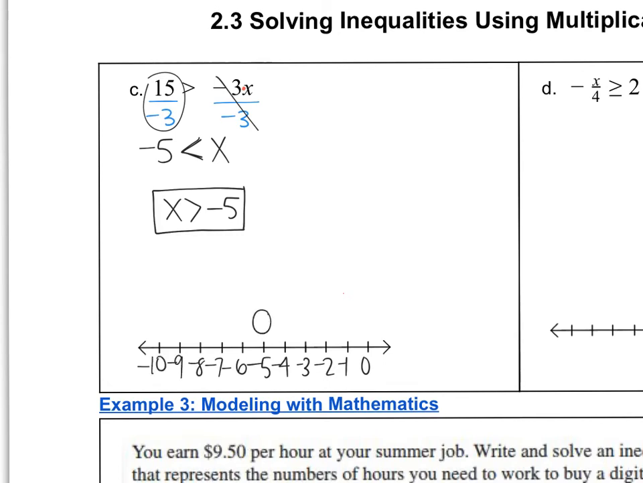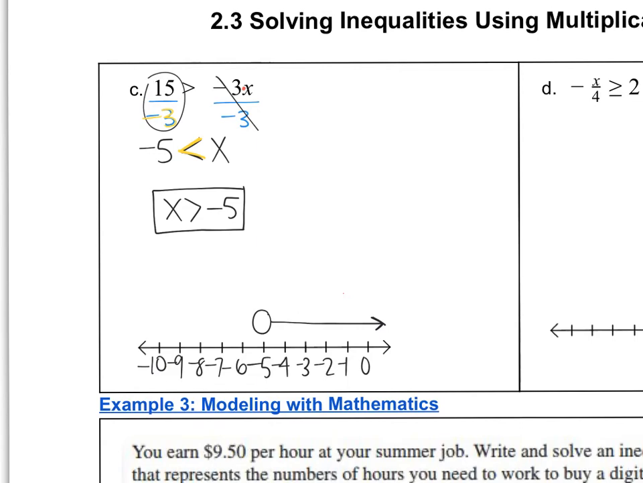I'll put an open circle at -5 because it's greater than, not greater than or equal to. And greater than is to the right. Anything greater than -5 is over here, so my arrow will go there. So again, I'm going to say it once more: don't forget to switch that symbol because we divided by a negative.